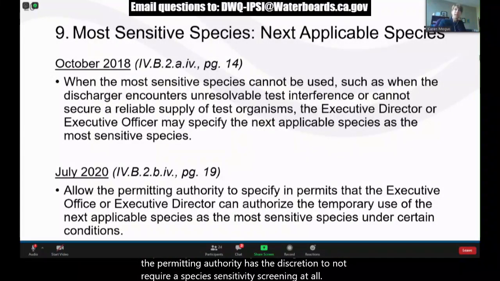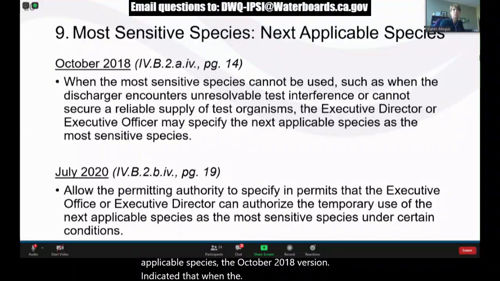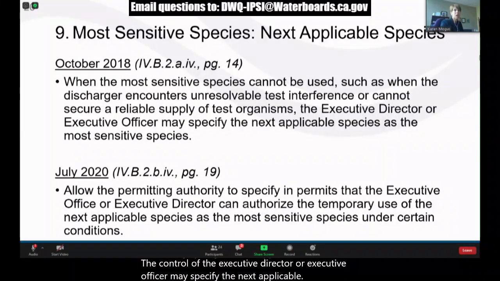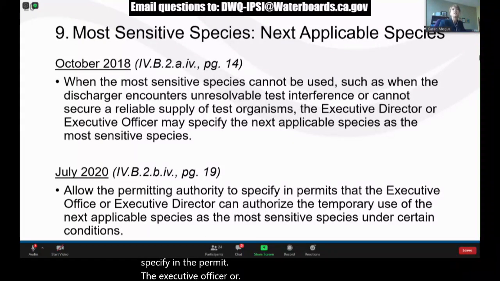Again, with the most sensitive species, the next applicable species, the October 2018 version indicated that when the most sensitive species could not be used, such as when a discharger encounters unresolvable test interference or can't secure a reliable supply of test organisms or something out of the control of the discharger, the executive director or executive officer may specify the next applicable species as the most sensitive species. We've tightened up that language to allow the permitting authority to specify in the permits that the executive officer or director can authorize the temporary use of the next applicable species as the most sensitive species under certain conditions.